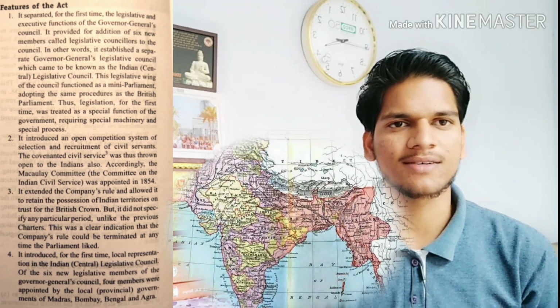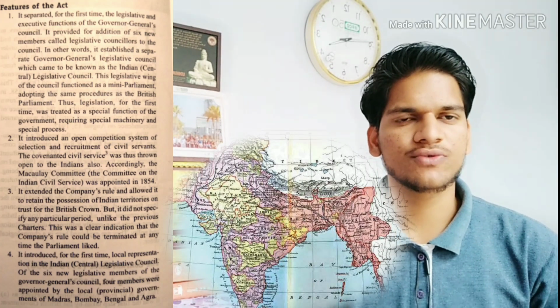It, for the first time, introduced local representation in the Indian Legislative Council, with 6 new members added to the Governor General's Council, in which 4 members were appointed from Madras, Bombay, Bengal and Agra. So, in the company rule, these were 5 essential acts. This was the end of the company rule, so please stay tuned for the crown rule.